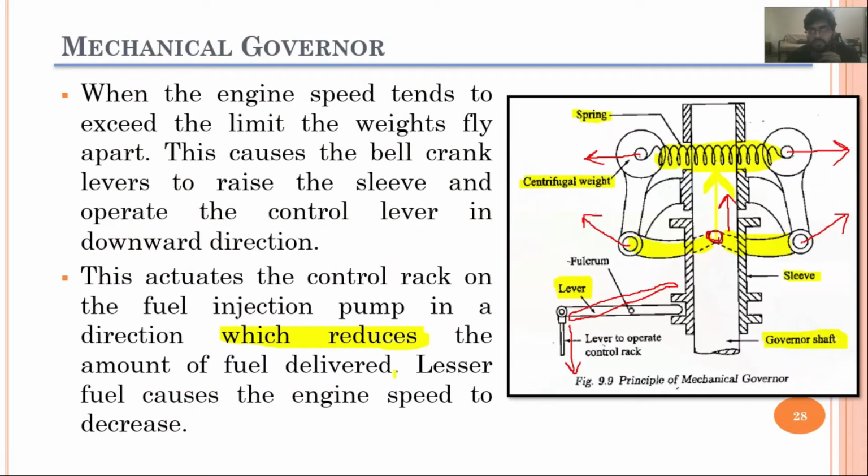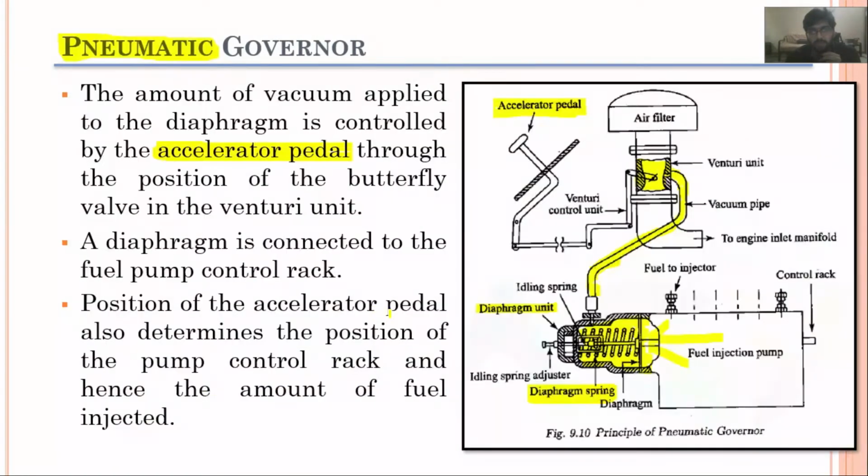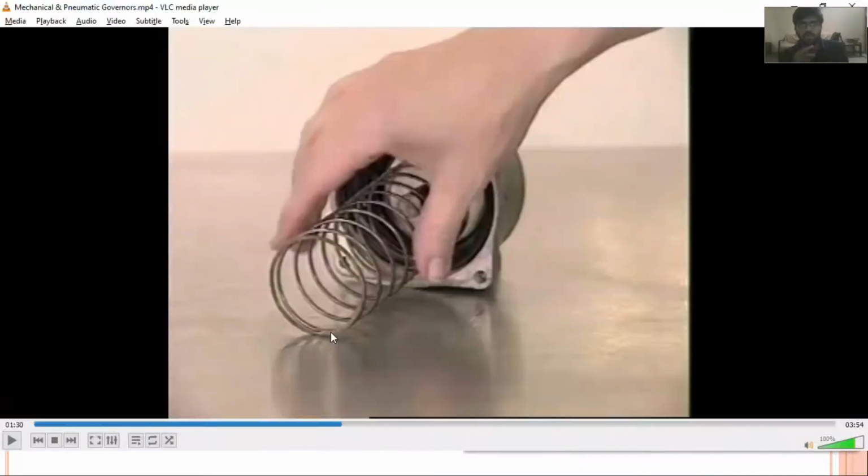We discussed the two different types of governors, mechanical governor and the pneumatic governor. Okay, just one more thing which is being left. I will show you the video of this pneumatic governor. So here you can see this is the diaphragm spring which I was talking about, and this whole assembly would be a diaphragm unit. Here you can see this black color material. Here you can see this is your diaphragm. It's just like a rubber.